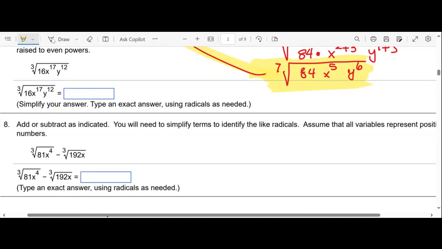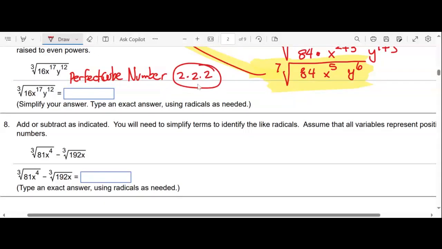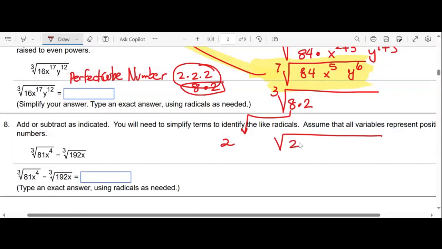16. I need cube root, perfect cube number from 16. What's a perfect cube number? 2 times 2 times 2, correct? That's 3 numbers, the same, right? That give you how much? 8. So what's missing? 2, because I need 16. So the first thing you should do is say 8 times 2. 8 goes outside, become? 2. And what's left under is a 2.